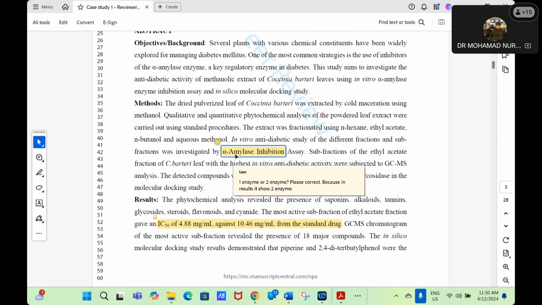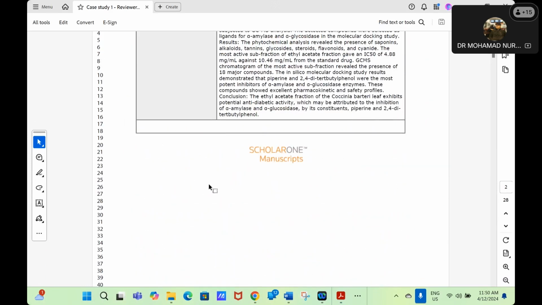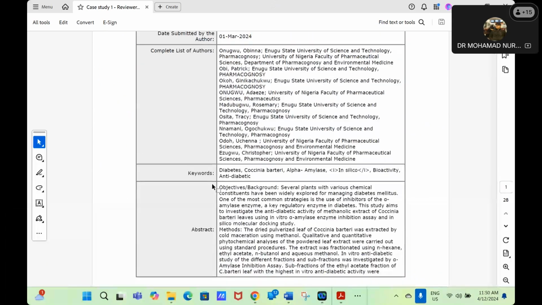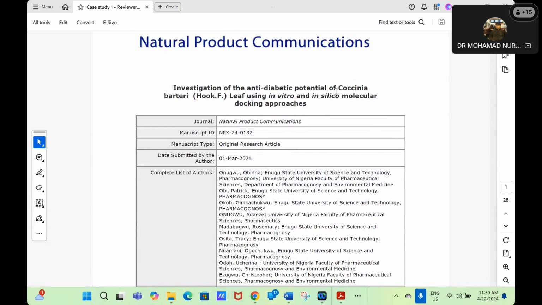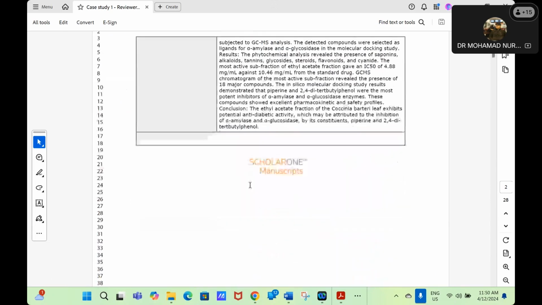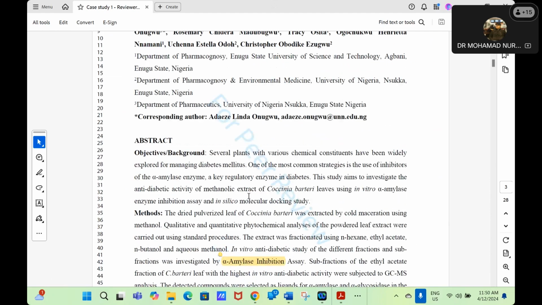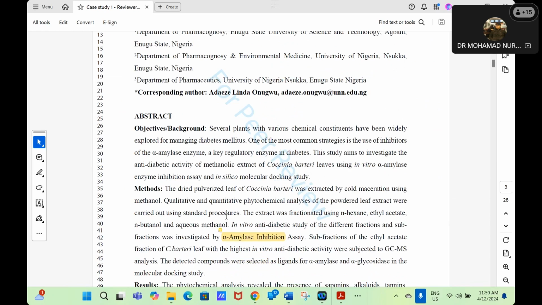So for example, if you see clearly, the title is Investigation of Anti-Diabetic Potential of Cochineal Bacteria Leaf using in vitro and in silico molecular docking approach. Okay, we understand this one. But suddenly, if we go to the abstract, we start with in vitro anti-diabetic study of the different fractions, and the subfraction was investigated by alpha amylase inhibition.